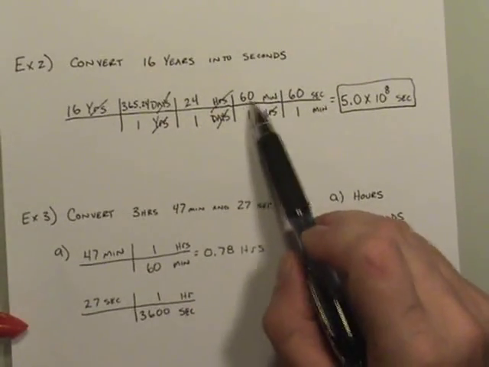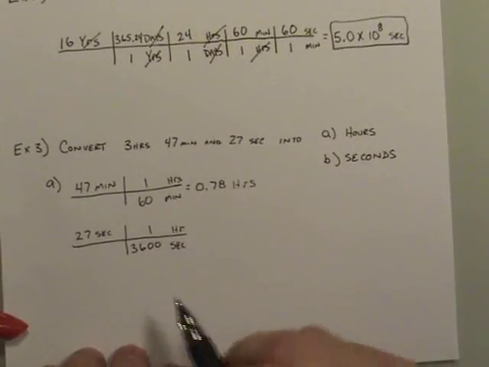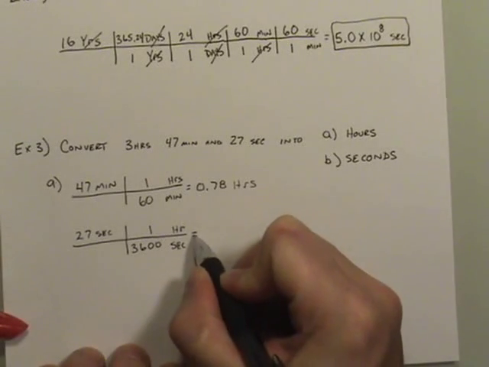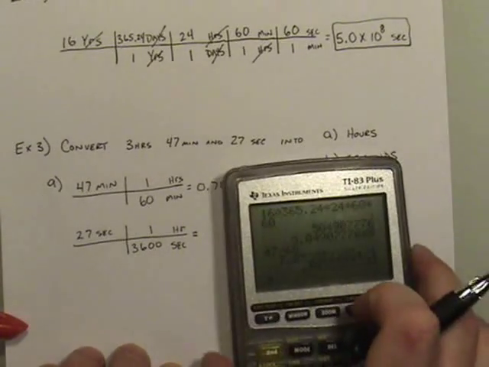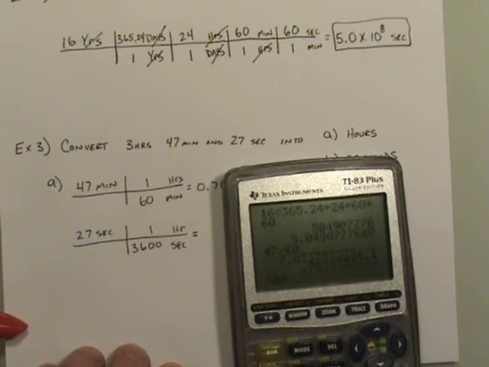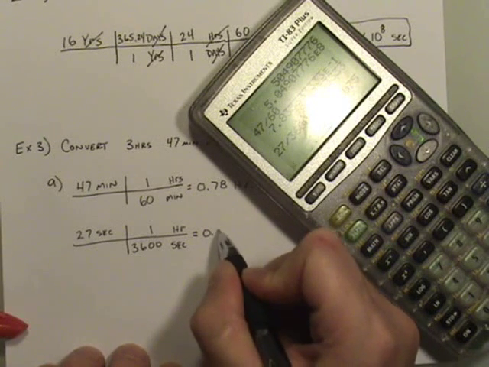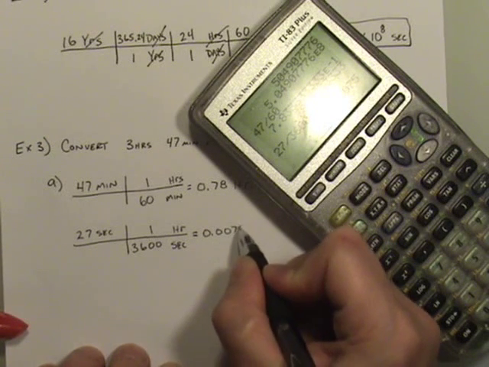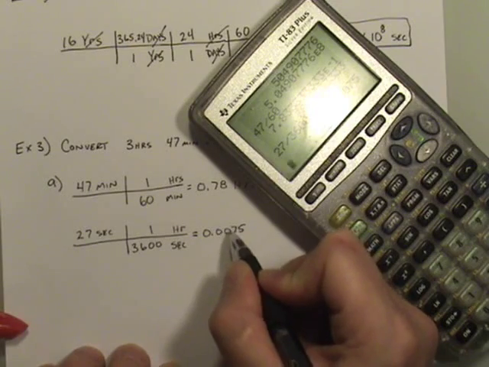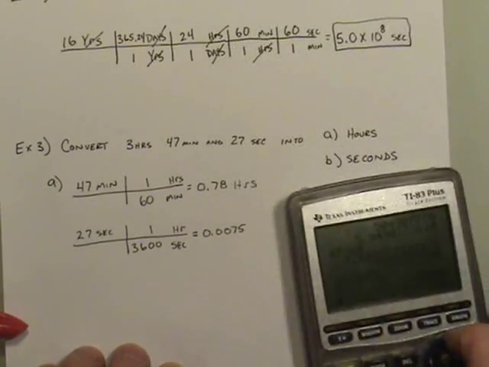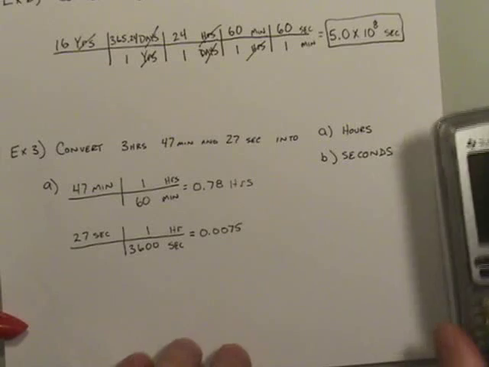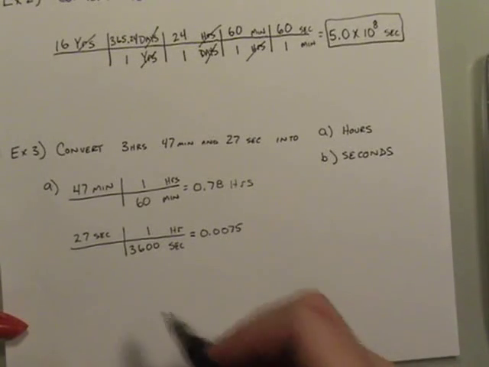So you can just do it yourself. 60 times 60 is 3,600. This number will be very quickly burned into your memory. So that is 0.0075 hours. Okay, and that will allow us to put our final answer together.